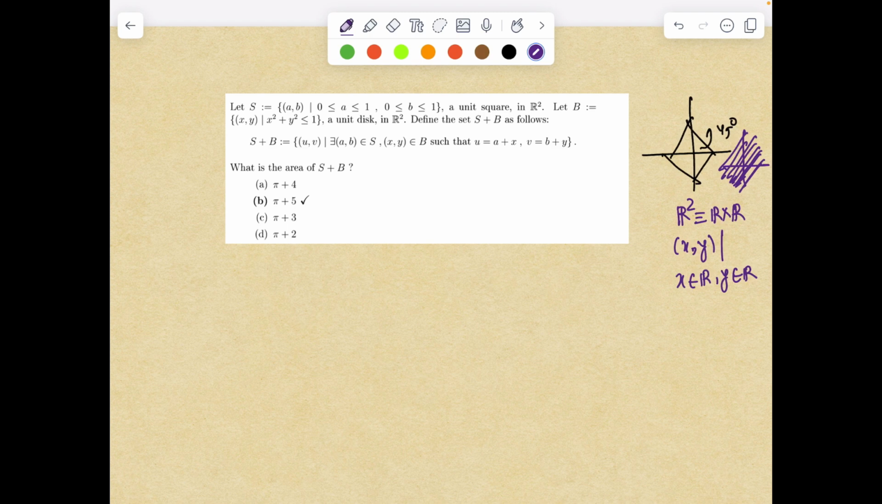Now we define a set S + B as follows. S + B is all (u, v) such that there exist (a, b) belonging to S and (x, y) belonging to B such that u equals the sum of the x coordinates and v equals the sum of the y coordinates. Then what is the area of S + B? So it's a very simple but elegant question from area bounded figure.